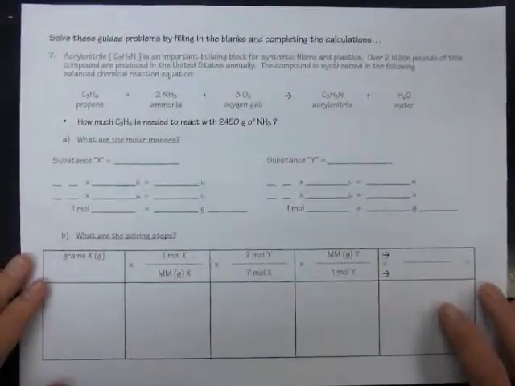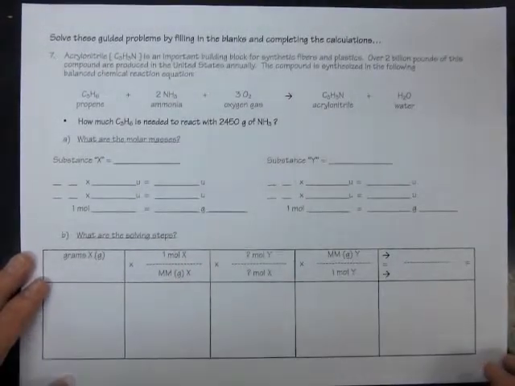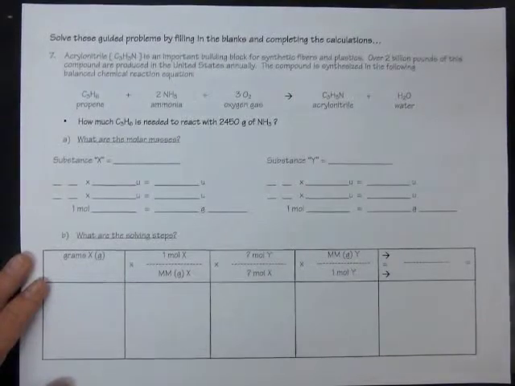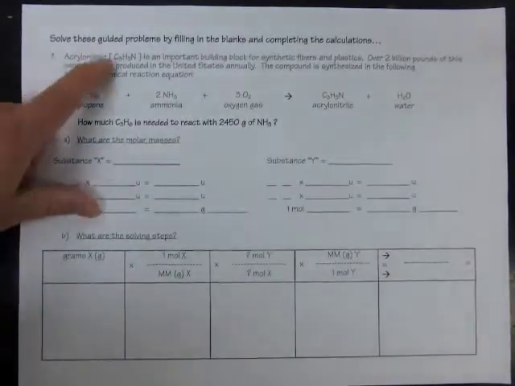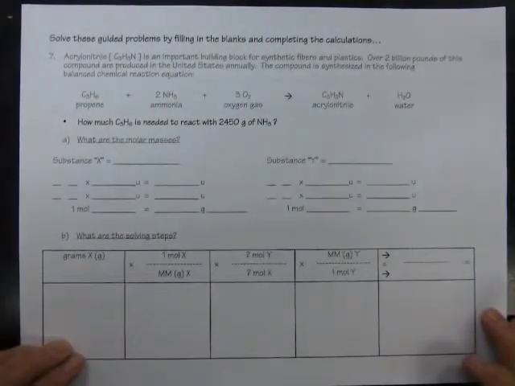Let's go through one of the stoichiometry problems. I'll do number 7 with you, and then you can work on number 8. The problem says that acrylonitrile, and here is its formula, is an important building block for synthetic fibers and plastics. You're probably wearing some right now. Over 2 billion pounds of this compound are produced in the United States annually. So that means that it's one of the most important chemicals in our economy.